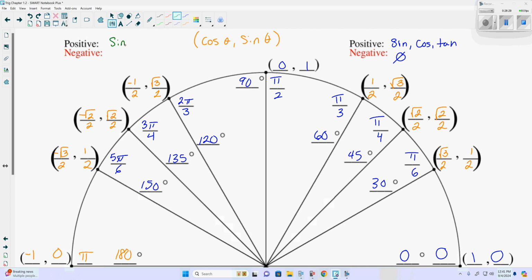Sine is positive in the second quadrant, but cosine and tangent are negative. Sine is positive in quadrant 2, cosine and tangent are negative. Okay? Now, each of the points, we're now on the negative x-axis, positive y. That's quadrant 2, negative x, positive y. So the x values are all negative, and the y values are all positive.